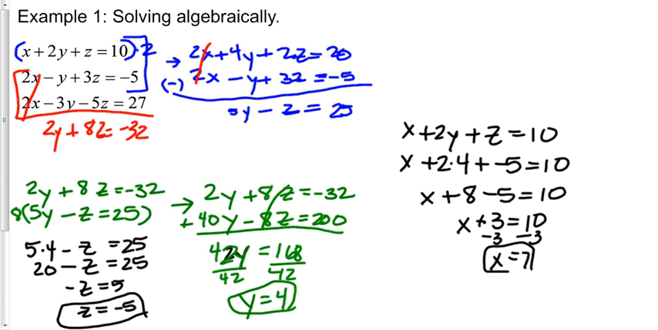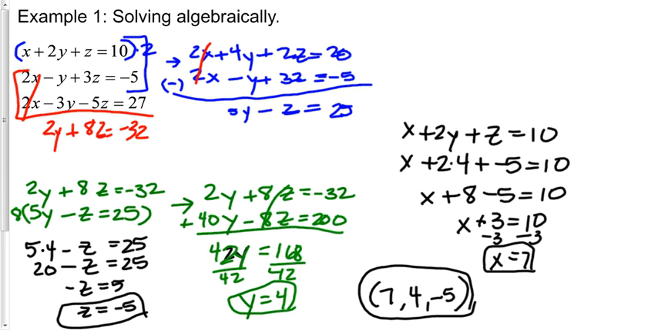Okay, now I'm done. I've got the 3 values. I can put them in alphabetical order in my ordered triple. X comes first, so 7. Then the y value 4. Then the z value negative 5. So there's one point of intersection here for these 3 equations, and this is the ordered triple.